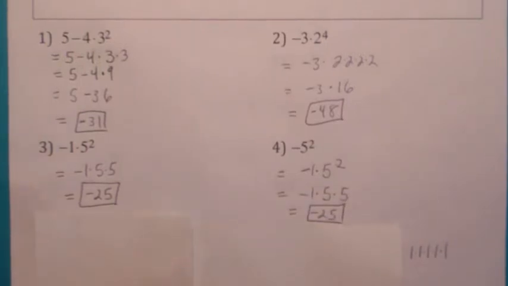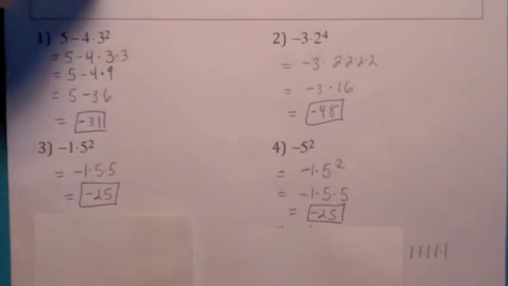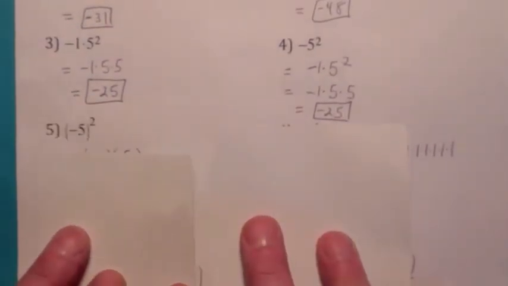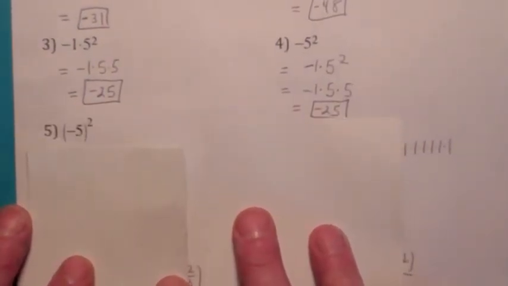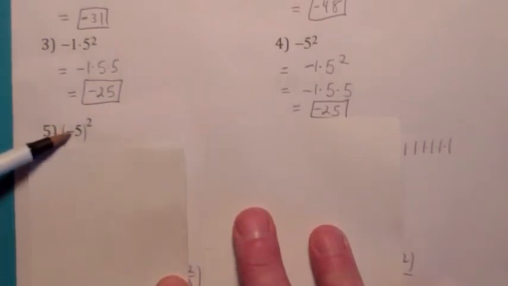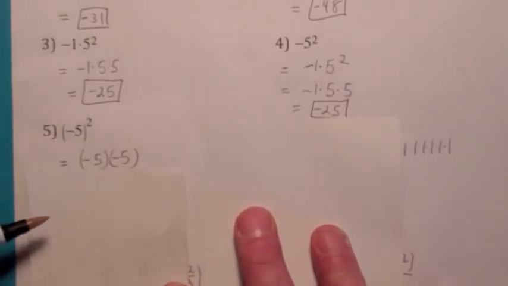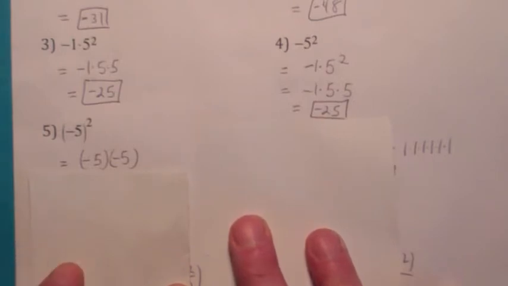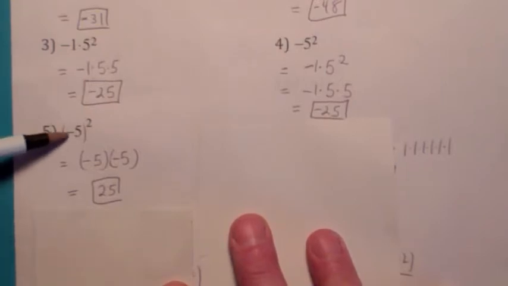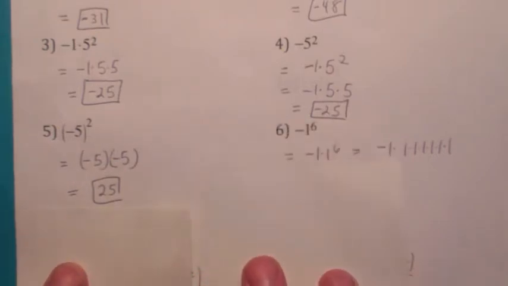Problems 3 and 4 are exactly the same. Don't get that mixed up with this. When you do have parentheses present, the order says you do the multiplication first, so this is why the base would be negative 5. So this one comes out to be 25. Again, if there's no parentheses present, the negative is not part of the base. If there's parentheses around the negative, it becomes part of the base. That's really important, perhaps the most important thing.